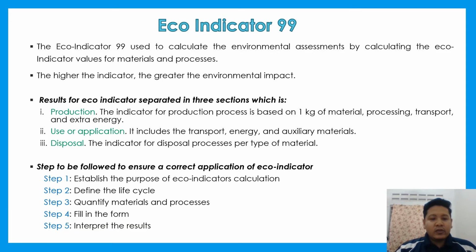Steps to be followed to ensure a correct application of the eco indicator. First step, establish the purpose of the eco indicator equation. Second step, define the life cycle. Third step, quantify materials and processes. Next, fill in the form.